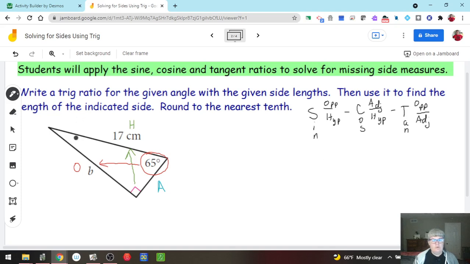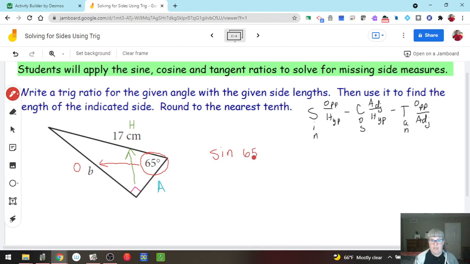If I look at this triangle, I know the hypotenuse, so that means I'm going to use either sine or cosine. I know the hypotenuse, I'm looking for the opposite. So if I want to know which of these I'm going to use, I'm looking for the opposite and I know the hypotenuse. That's going to be sine because that uses the opposite and the hypotenuse.